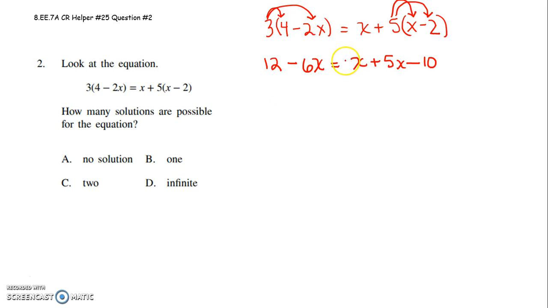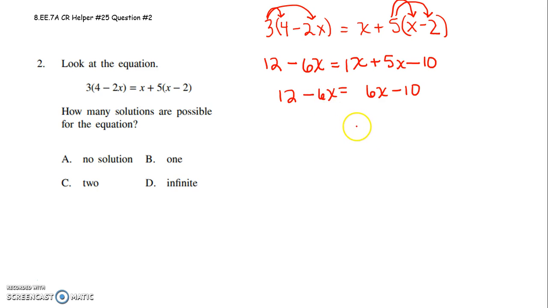Alrighty. Now I'm going to combine like terms. On this side, there are no like terms. That's a constant. That's a number with a variable. Those are not like terms. So on this side, I do have some like terms. This is a 1x. 1x plus 5x is 6x. Right here I have minus 10. Right here I have 12 minus 6x.